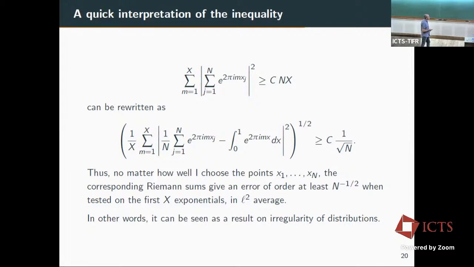And so how can we think of this inequality? No matter how well I choose my points xj, the corresponding Riemann sums will give me an error of order at least 1 over square root of n when we test these points on the first x exponentials, at least in little L2 average. So in other words, this is a result that says that, again, if you take n points, they cannot be too well distributed in some sense. This is the sense that we intend here with this inequality.